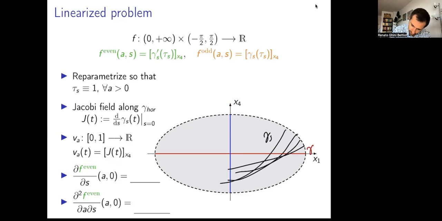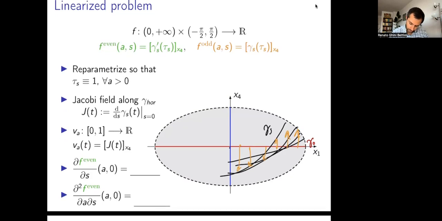And I linearize these. I take the variational field corresponding to these. Maybe let me draw fewer of them. Let's try to do that in orange. I have some variational field like that, which is a Jacobi field. This Jacobi field has an endpoint value when I hit the blue geodesic, and I'm calling that V of A for HT. If I compute VA at time 1, that's the endpoint value of the Jacobi field.